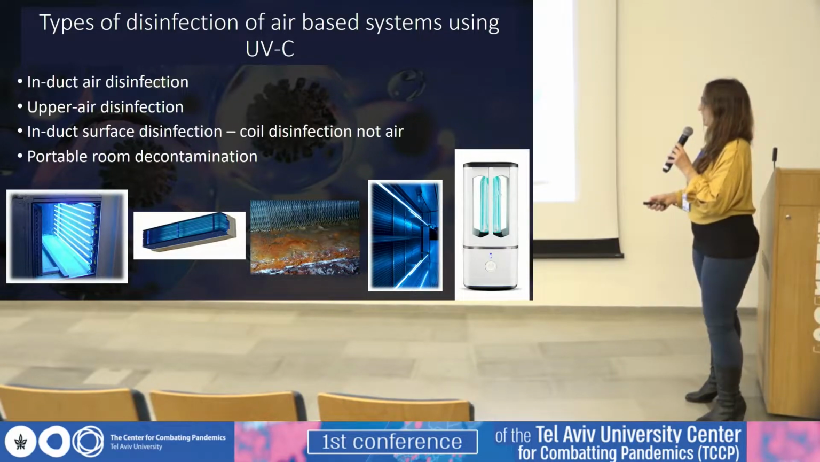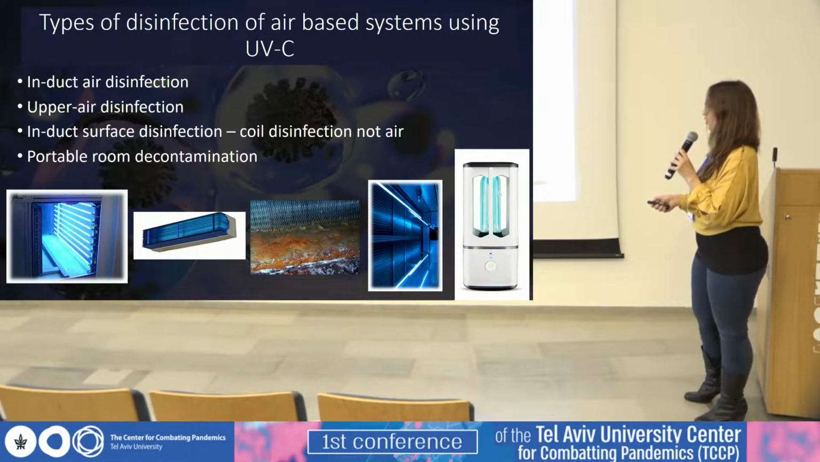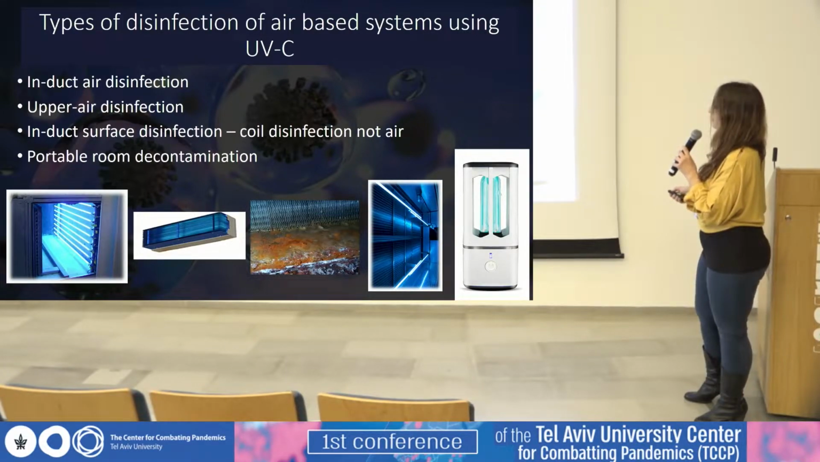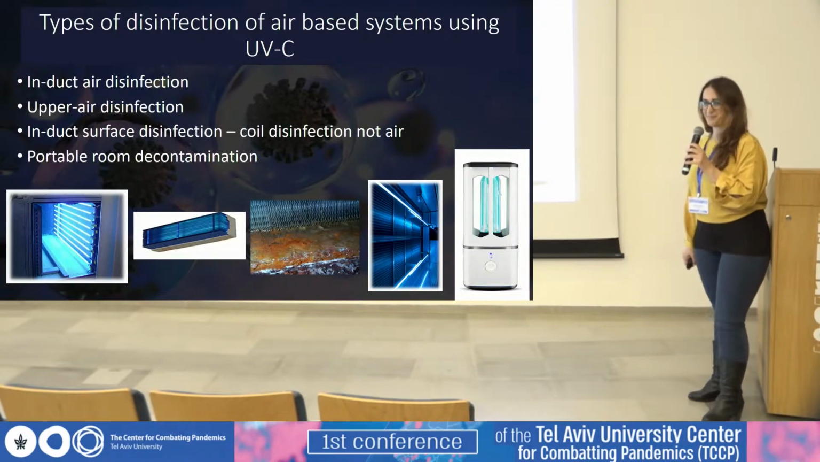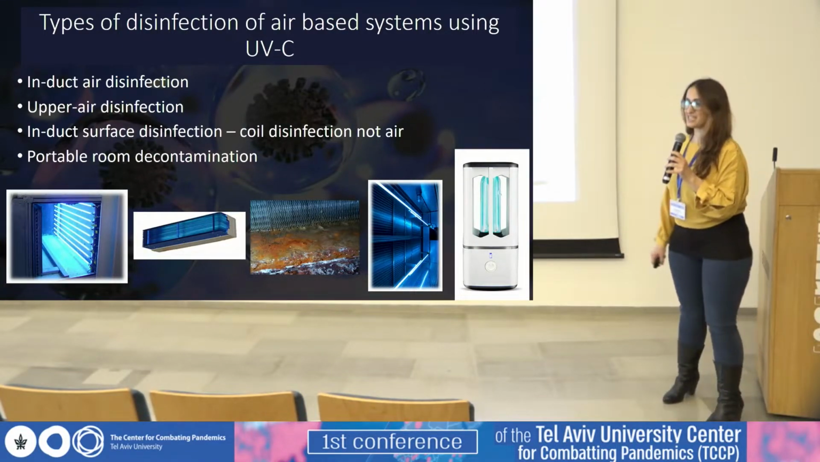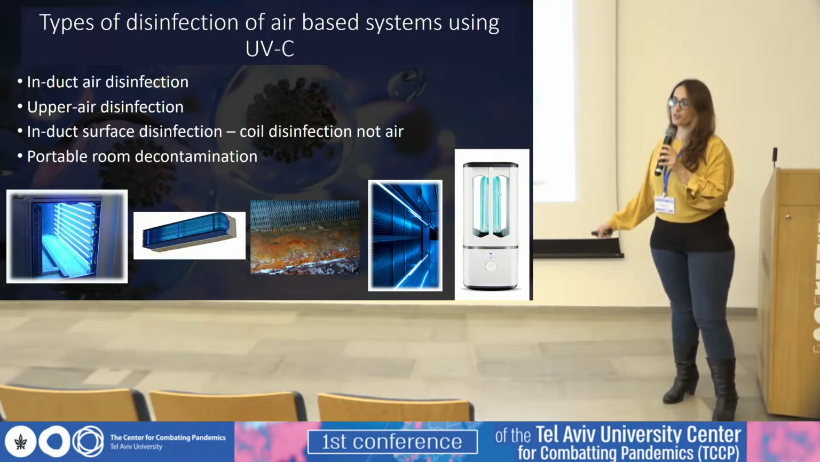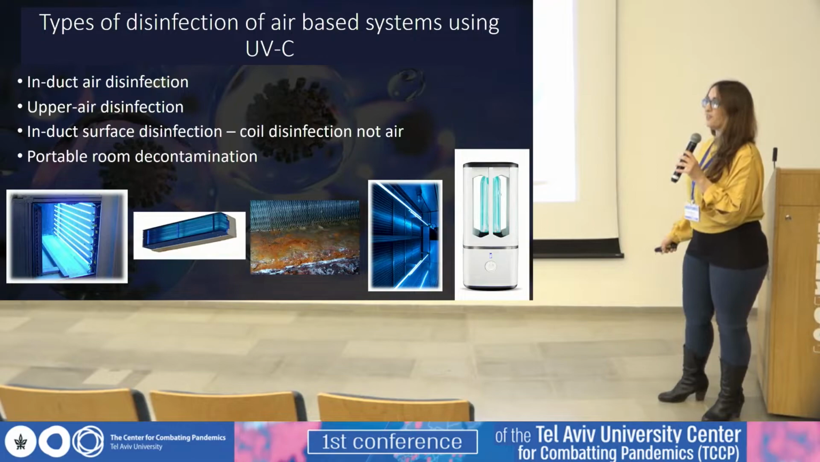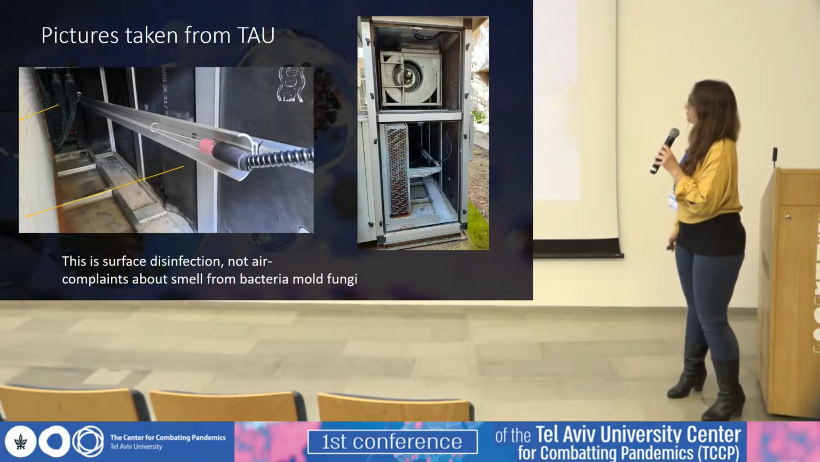So this is in-duct disinfection. This is, for example, disinfection of the coil and not the air itself. And these are, for example, portable room decontamination units. And since the corona crisis started, there was a boom in the different UV technologies that could be used, even handheld UV, which is very dangerous.